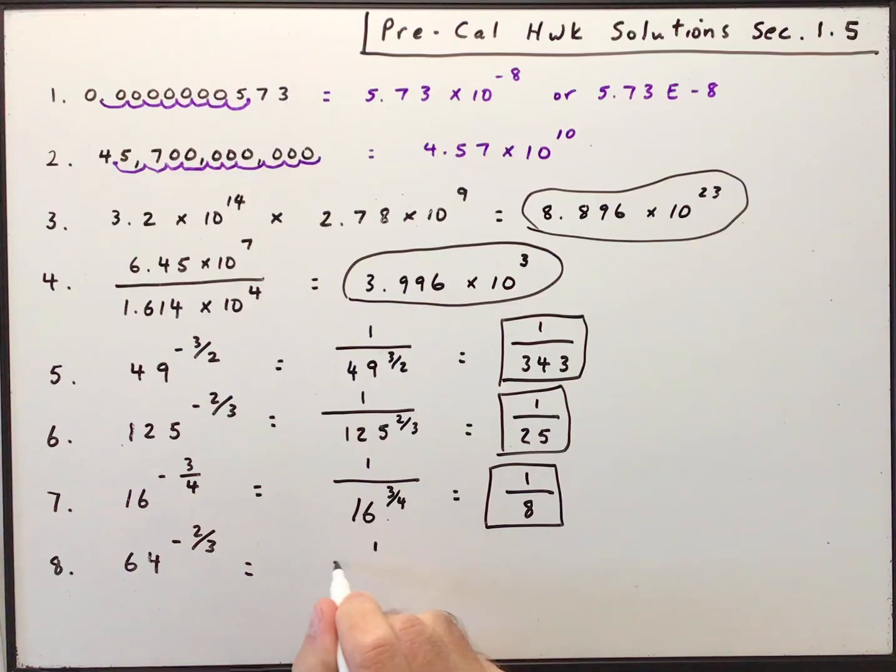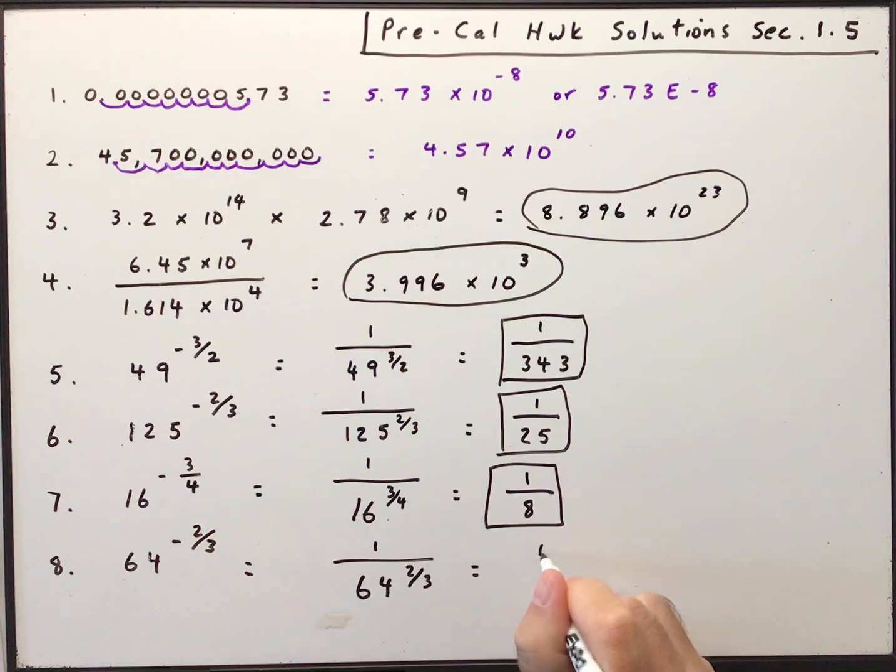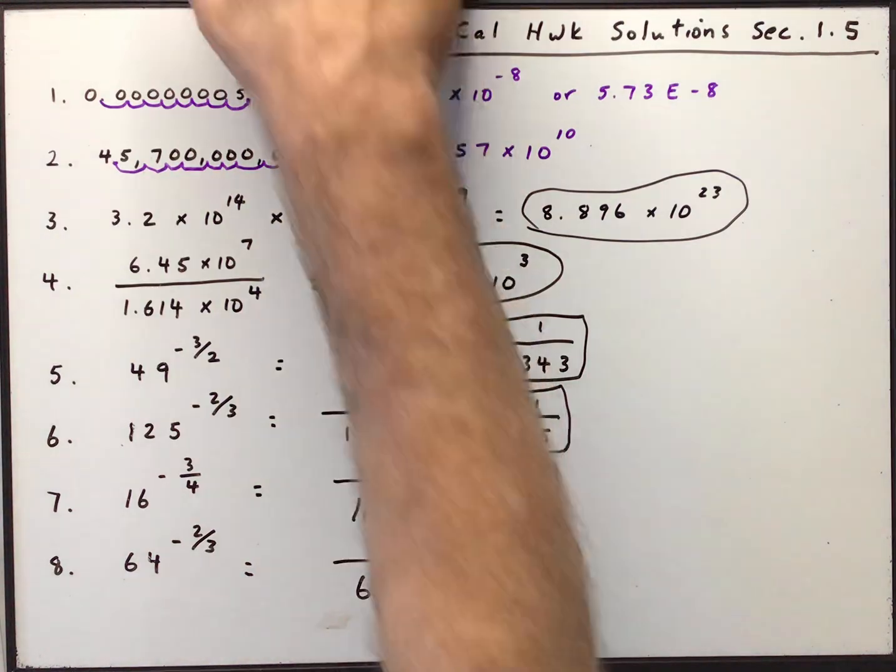And then number 8, we would have 1 over 64 to the positive 2/3. I just want to rewrite that with a positive exponent. The cube root of 64 is 4. 4 squared is 16, so that's 1 over 16. If you don't want to do that in your head, feel free to do it in your calculator like we did on the first two.